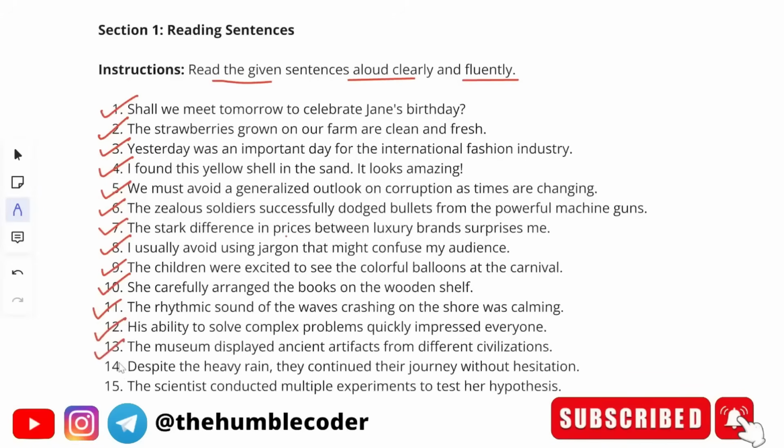13th, the museum displayed ancient artifacts from different civilizations. 14th, despite the heavy rain, they continued their journey without hesitation. 15th, the scientists conducted multiple experiments to test her hypothesis.